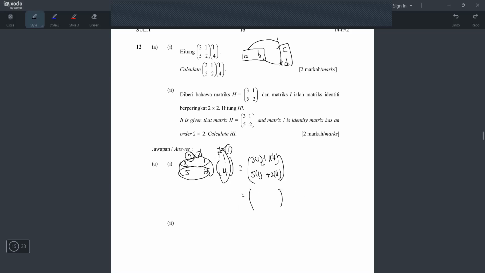Okay, lepas ni kita calculate lah. 3 plus 4 dapat 7, 5 plus 8 dapat 13. Okay, so ini jawapan untuk 12A. Boleh? Okay, let's continue.